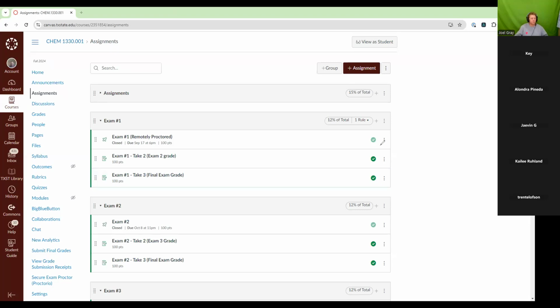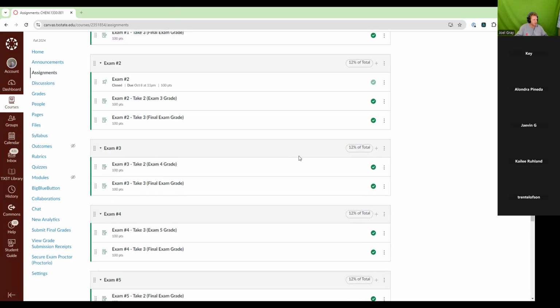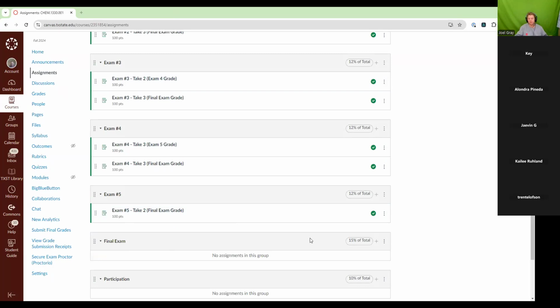So this is kind of the rundown of what I see on my Canvas site. It's a little bit different from what you see on your Canvas site. Each of our 5 in-class exams is worth 12% of your grade. And then your final exam is worth a total of 15% of your grade. So it's a little bit more.